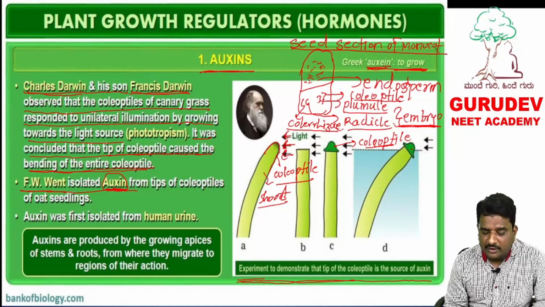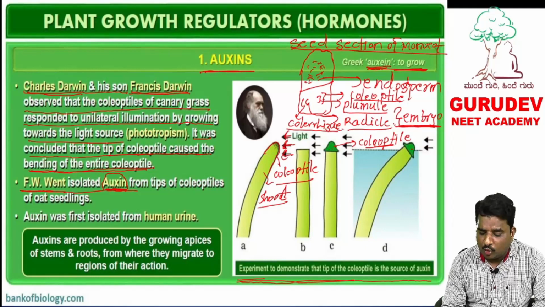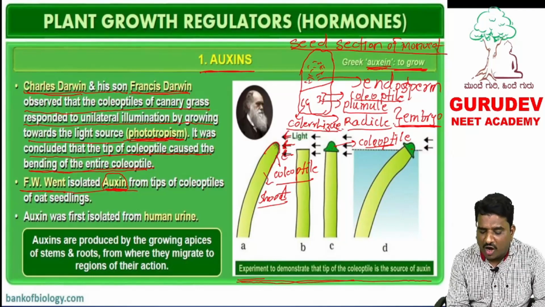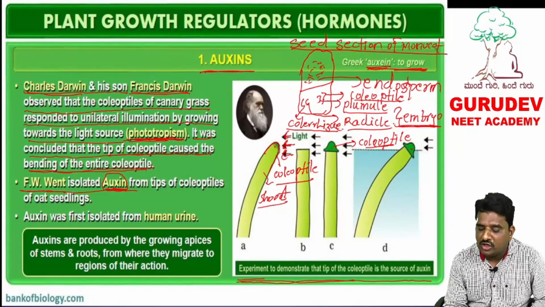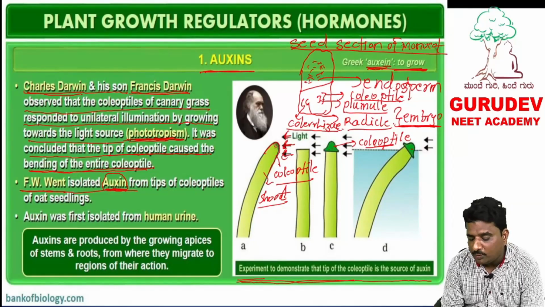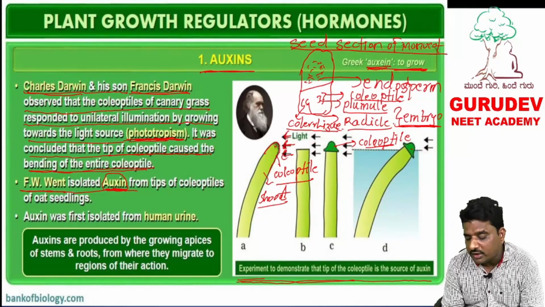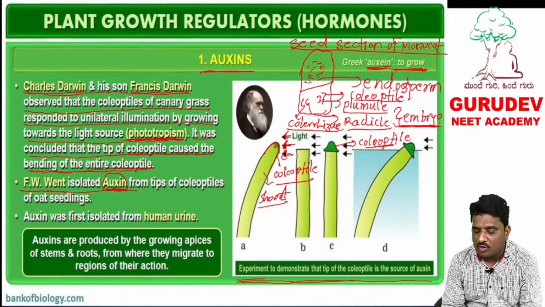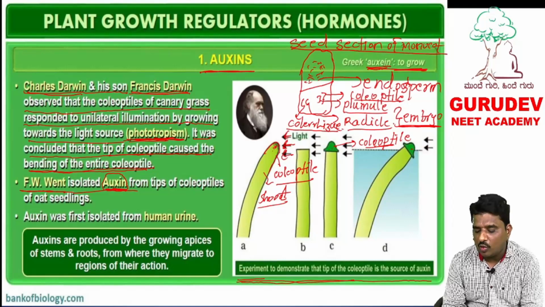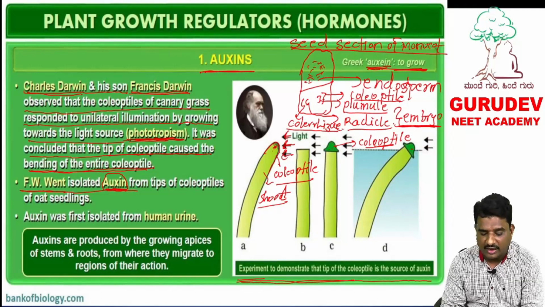So, a series of experiments. Remember, this coleoptile tip is growing towards the light. That means they are showing phototropism. Phototropism means growing towards the light. For phototropism, which hormone plays an important role? Auxin hormone plays an important role for tropic movements. That means the coleoptile tip is bending towards the light. This bending is caused by auxin hormone. Because of auxin, this coleoptile tip is bending towards the light.